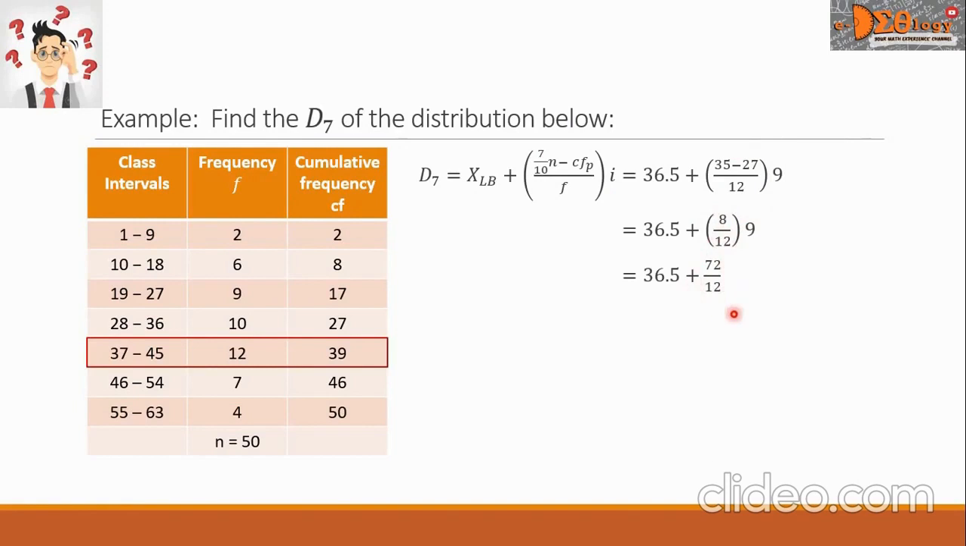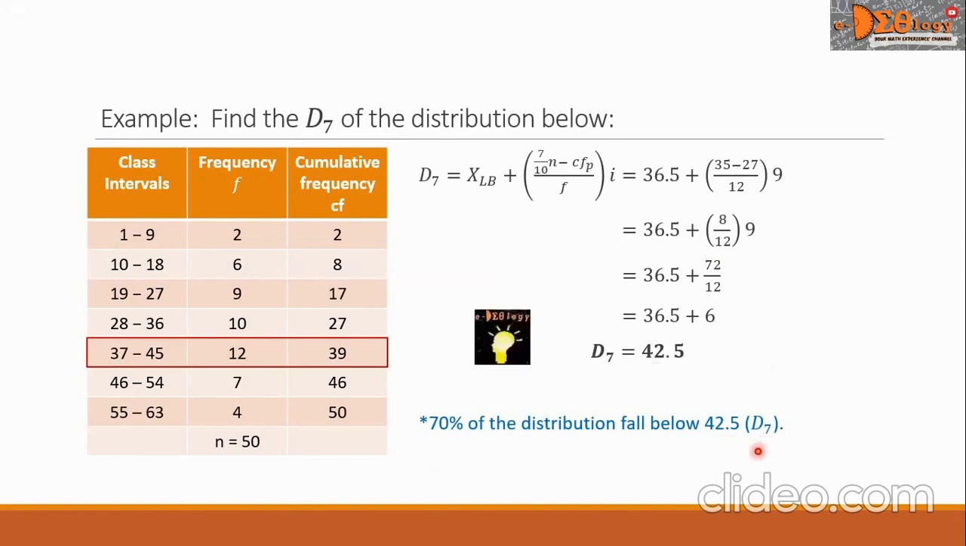So we have 72 over 12. Simplifying this fraction, the quotient is 6. So we add 6 and 36.5. The answer is the 7th decile, that is equal to 42.5. We said that 70% of the distribution fall below this value, 42.5, which is the 7th decile. This is our final answer.